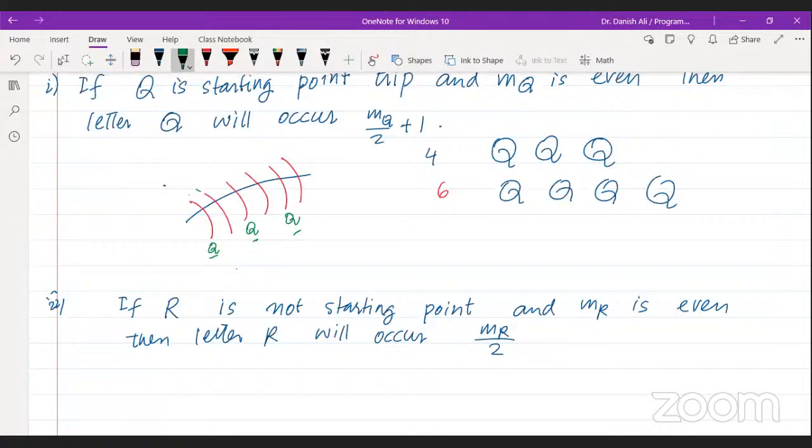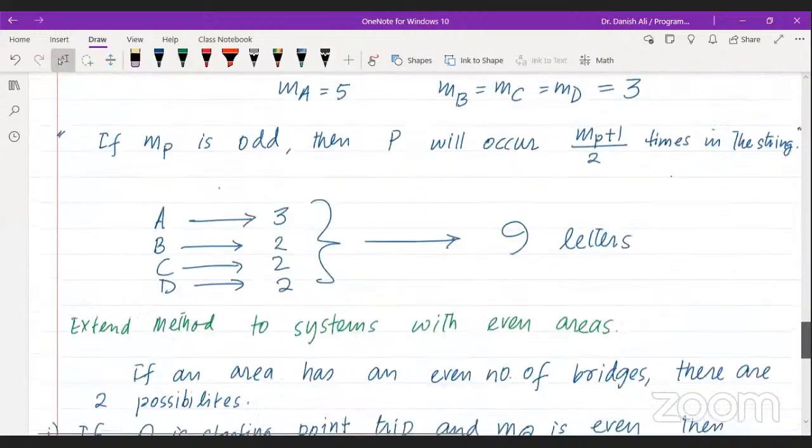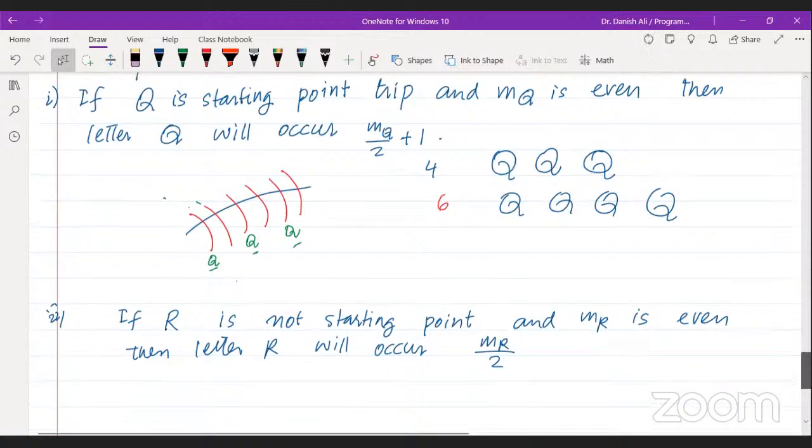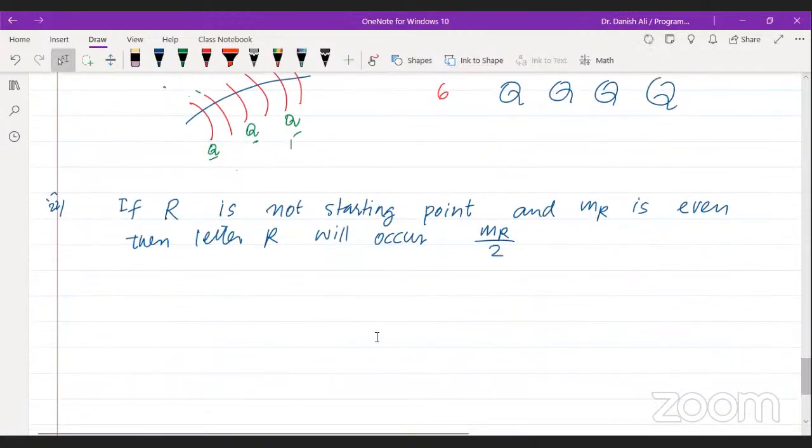So, P, let's suppose P is odd, then it occurs (MP plus 1) divided by 2 times. If you have an even number of bridges attached to some point and you are starting the journey from that point, then you have MQ by 2 plus 1 times the letter occurs. And if R is not the starting point and MR is even, then the letter R will occur MR by 2 times. Okay, so now let's collect all these things and let's try to solve the general problem.